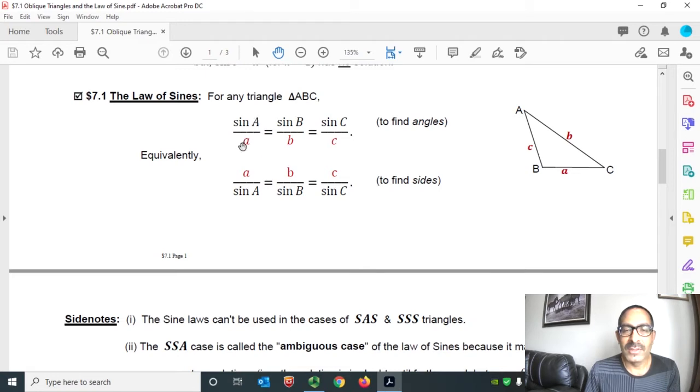So in this triangle, these ratios are equal. So sine A over little a equals sine B over little b equals sine C over little c. Equivalently, if you flip these ratios, then we will have a over sine A equals b over sine B equals c over sine C. By the way, to find angles, we use this first sine law, and to find the sides, we use this equivalent expression of the sine laws. Great. Now let's move on.